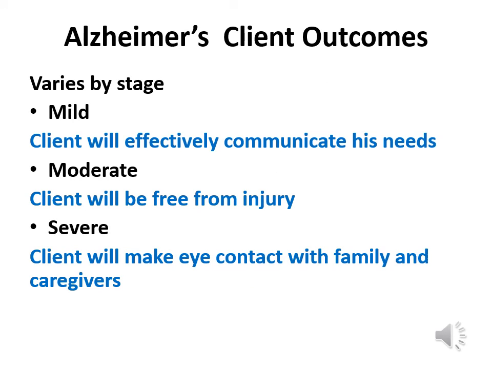In planning and evaluating the care of the client with Alzheimer's disease, we can differentiate our outcomes by stage. So you could see that in the mild stage, we may be looking to effectively communicate with a client, whereas in the severe stage, our goal may simply be just for that client to make eye contact with us.